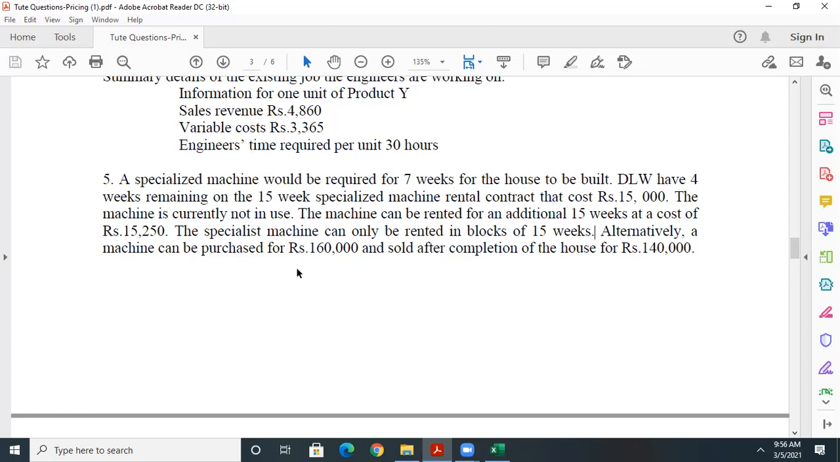So there is no other option; you need to go for that 15-week rental. Alternatively, a machine can be purchased for 160,000.